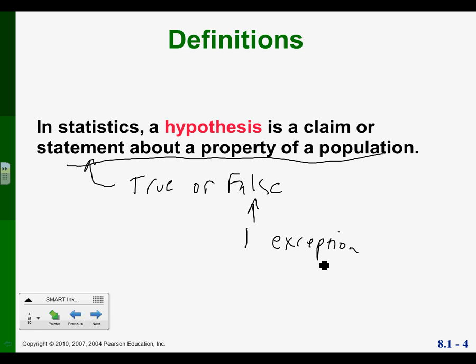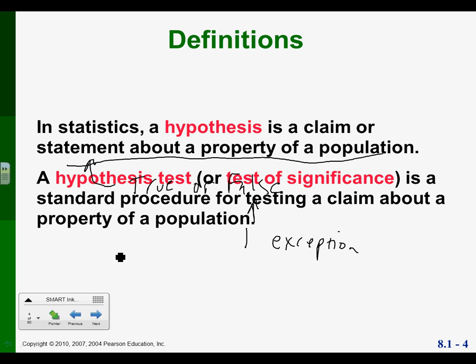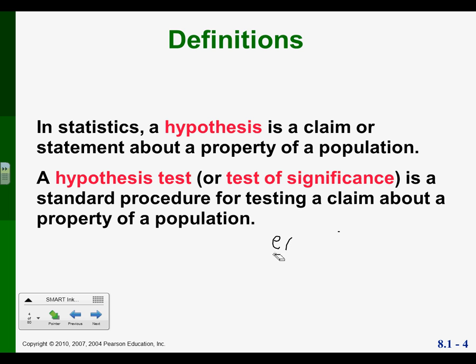Hypothesis. In geometry, those of you who took geometry, your given was what you knew. Your proof statement was your hypothesis. That's what you're trying to prove. In statistics, we talk about population. Okay? So, the next thing is hypothesis test. It's a test of significance. You don't have to write this down because you'll be writing this down a lot. You're testing a claim about a population.